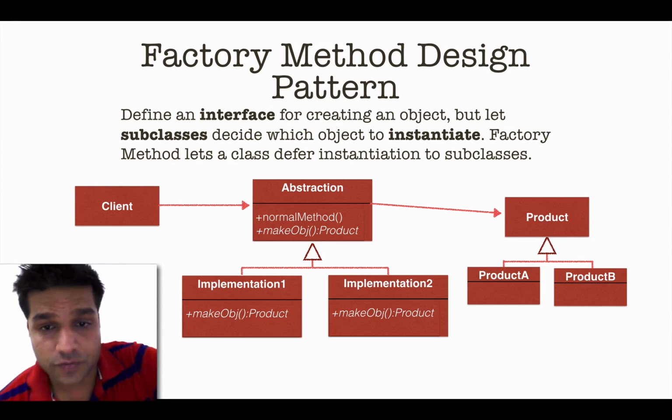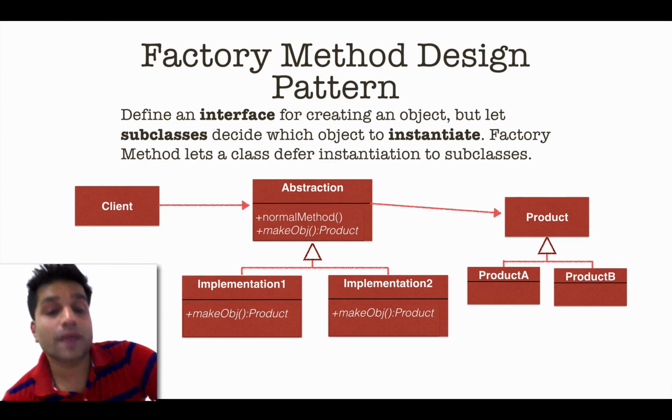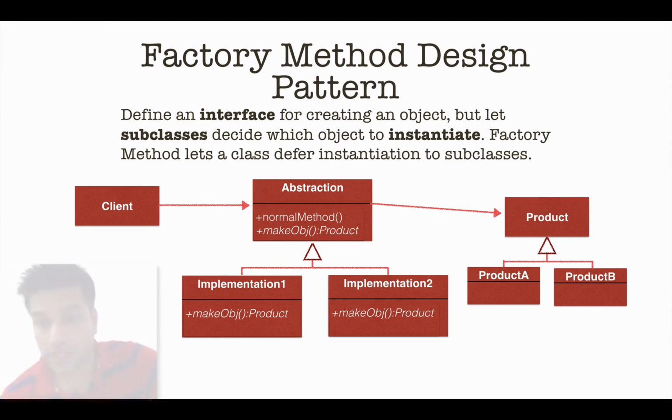Define an interface for creating an object, but let subclasses decide which object to instantiate. Factory method lets a class defer instantiation to subclasses. So first of all, the point we should notice here is that it's all about instantiation. That means it's a creational pattern. The next point to notice is that it involves subclasses. That means there is some sort of inheritance hierarchy involved. That's when the factory method design pattern comes into play.